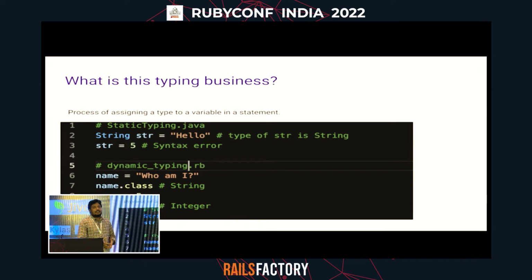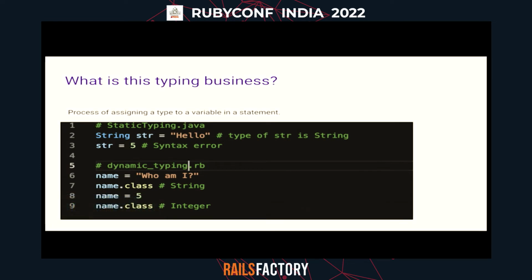So let's start. What is this typing business actually? If you are familiar with Java or C++, we generally write something like string str, but in Ruby there is no concept of defining a variable's type while declaring it. When you define string str, you are telling the compiler that str is going to be a string type variable, and whenever you assign something which is not a string, it's going to give you an error. While in Ruby, we have dynamic typing.